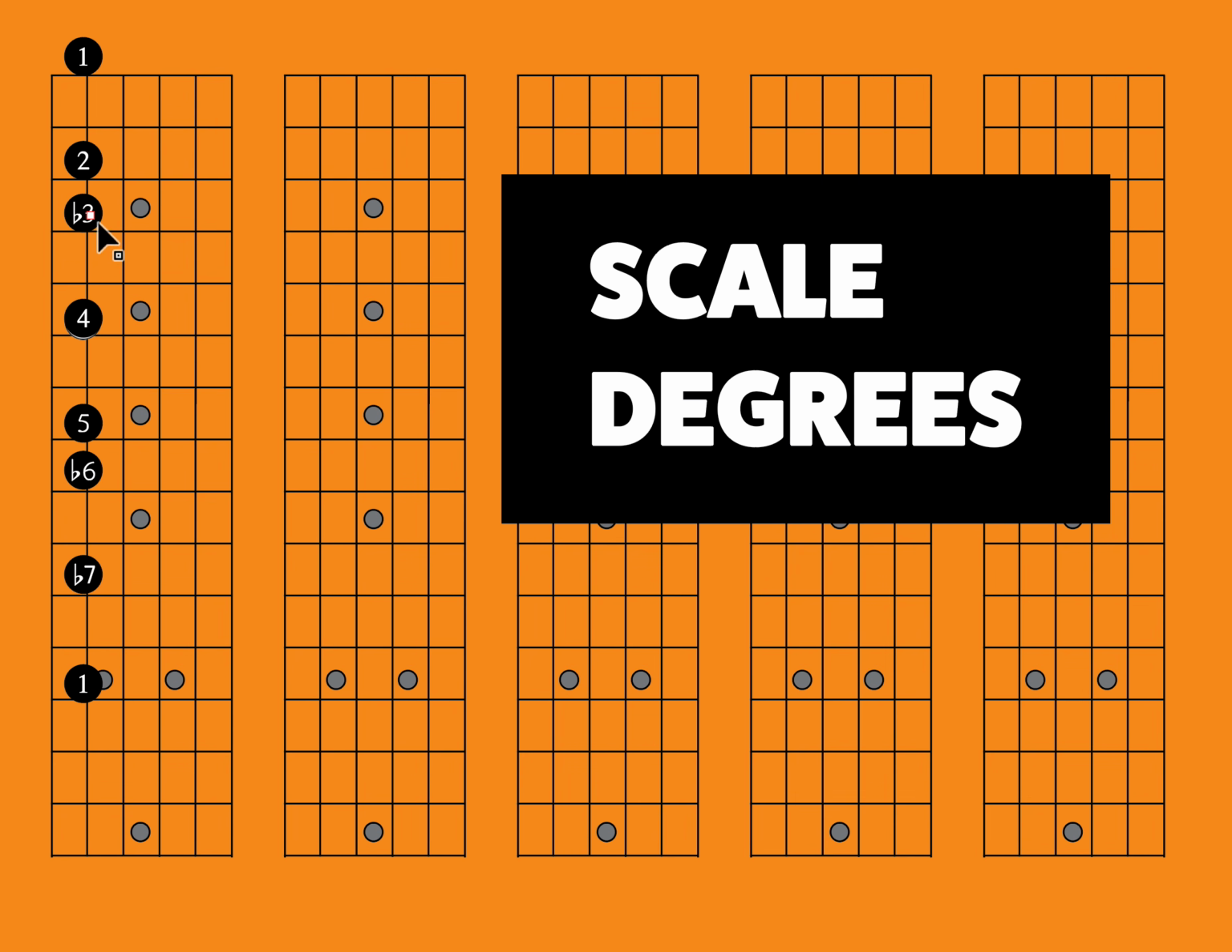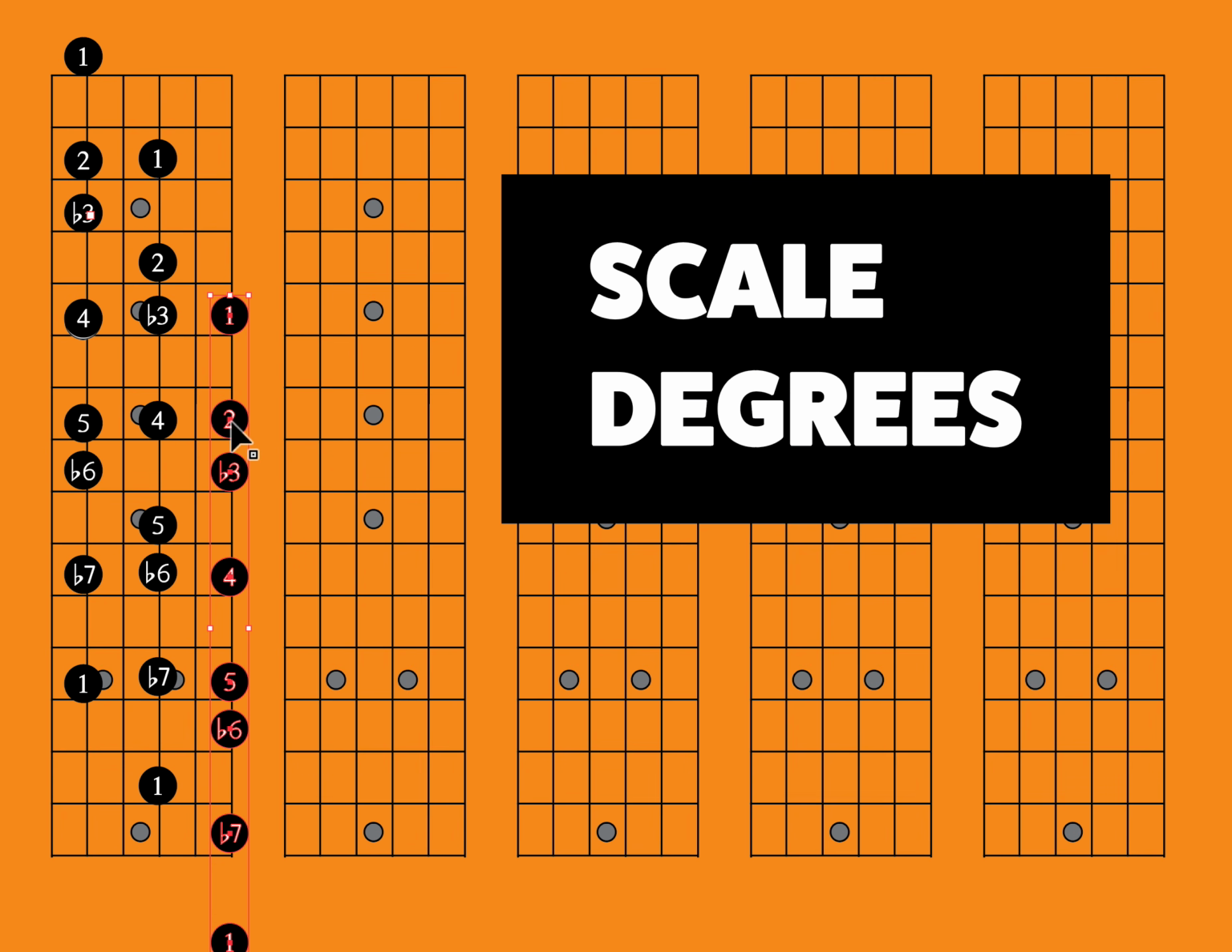So if we were to take A, for example, and duplicate it right here on this A, and find all the A's here, A is the one right there. This is a way you can find your intervals.